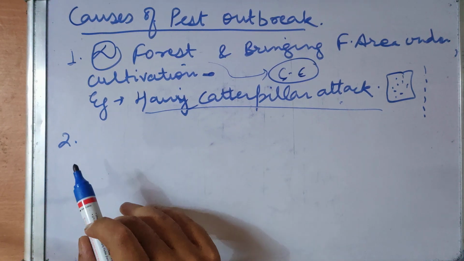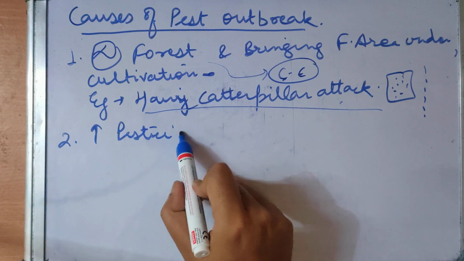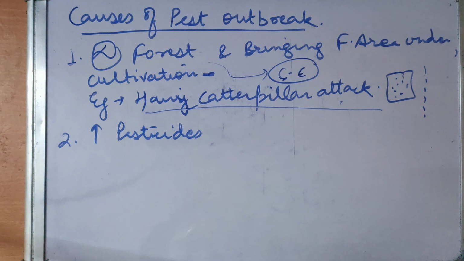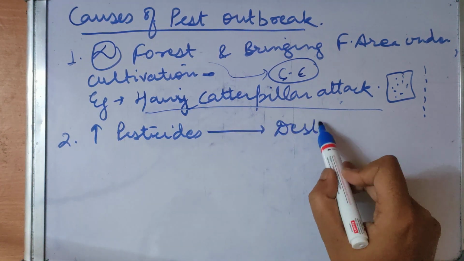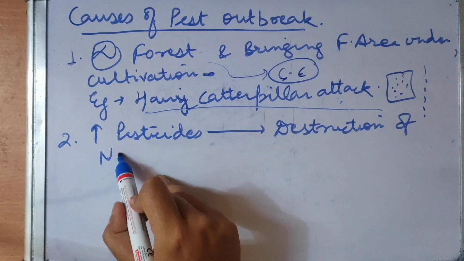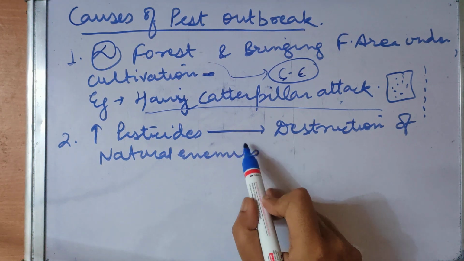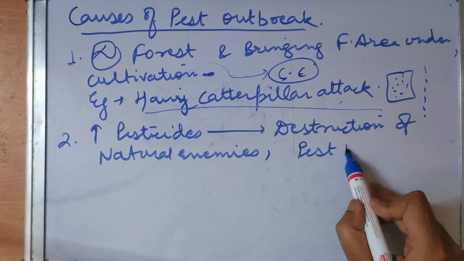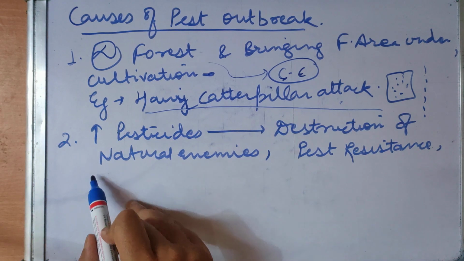Second one is indiscriminate use of pesticides, high use of pesticides. What happens? This leads to destruction of natural enemies. It leads to pest resistance and also pest resurgence.